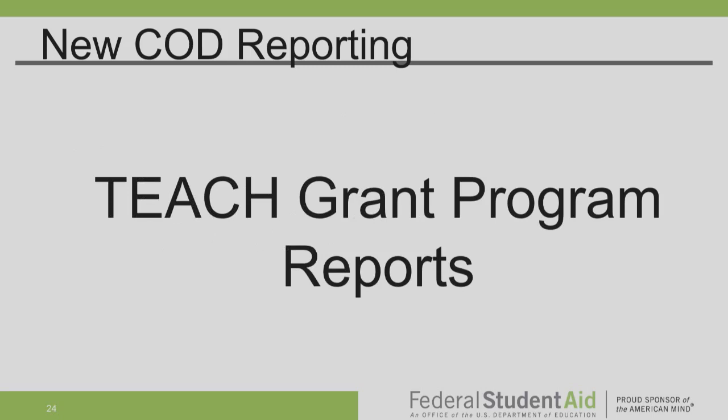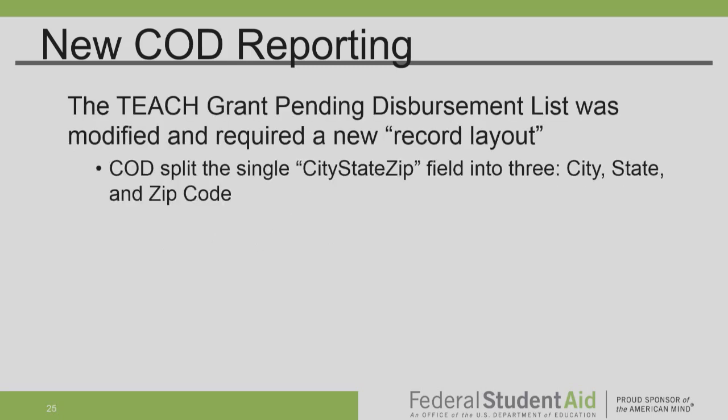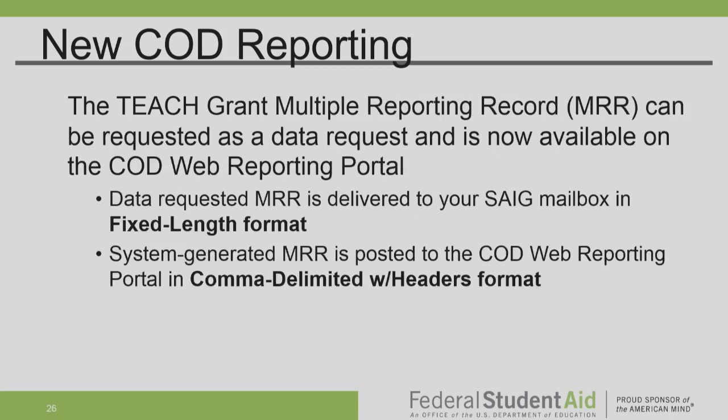TEACH Grant. Let's take a look at a couple of the TEACH Grant reports. The pending disbursement list was modified with a little bit of a new layout. Basically splitting up, as it says down there, the city, state, and zip code field that previously had been 1 is now 3. We separated them into individual fields on the report.